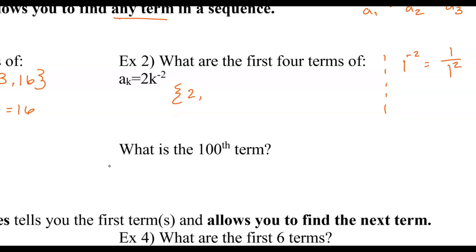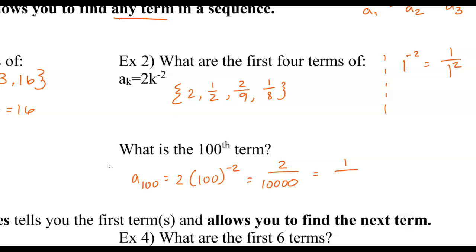Then we plug in 2. 2 raised to the power of negative 2 is actually 1/4. So 2 times 1/4 is 1/2. 3 raised to the power of negative 2 is actually 1/9. 2 times 1/9 is 2/9. 4 raised to the power of negative 2 is actually 1/16. 2 over 16 is equal to 1/8. Those are the first 4 terms. And the 100th term, we do just like we did in the previous problem. Actually 2 over 10,000, which is equivalent to 1 over 5,000.